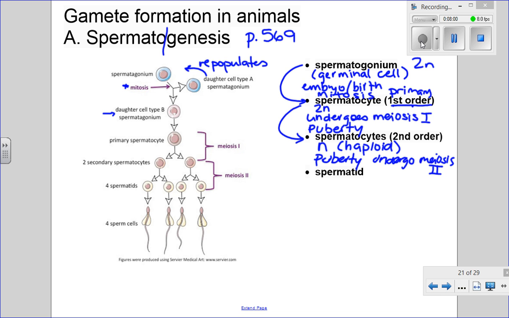Now at the end of meiosis 2, those spermatocytes become spermatids. Spermatids are again haploid, so they have N chromosomes. Spermatids are not mature sperm. Mature sperm require a little bit more time to develop. So spermatids we will call immature sperm.